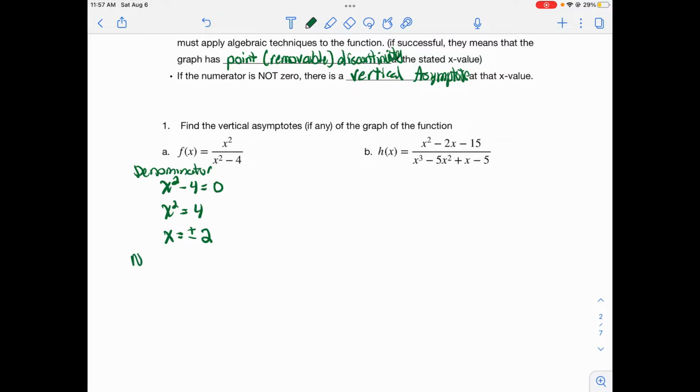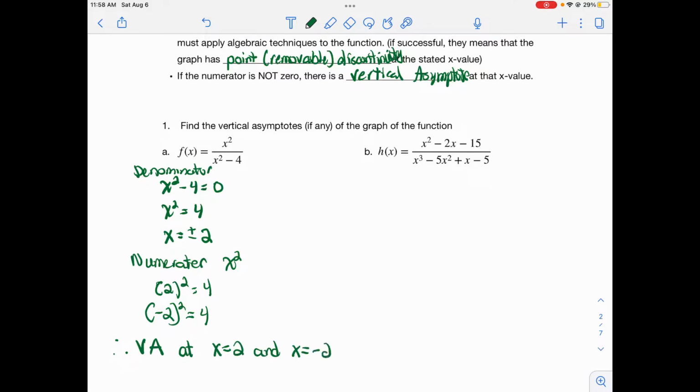So now I'm going to look at the numerator. In the numerator, which is x squared, we replace every x with the value I found in step 1. So that's going to become positive 2 squared, which gives me a 4, and negative 2 squared, which also gives me a 4. I look at this and say, okay, is this number 0 or not 0? It is not equal to 0. So my conclusion is I have a vertical asymptote at both x equals 2 and x equals negative 2, because the denominator was equal to 0 at 2 and negative 2, but when I evaluate the numerator at those two values, I did not get 0.